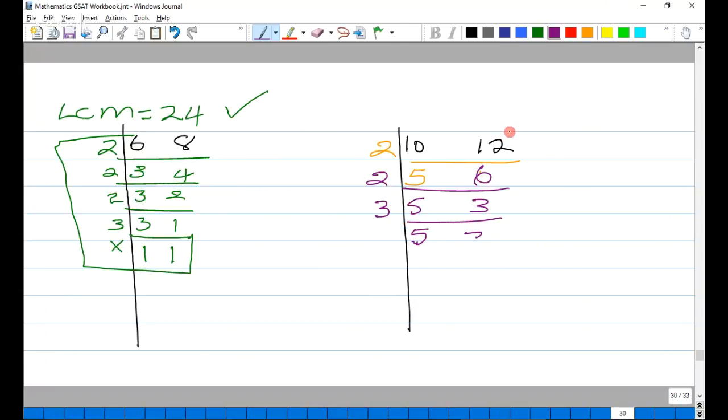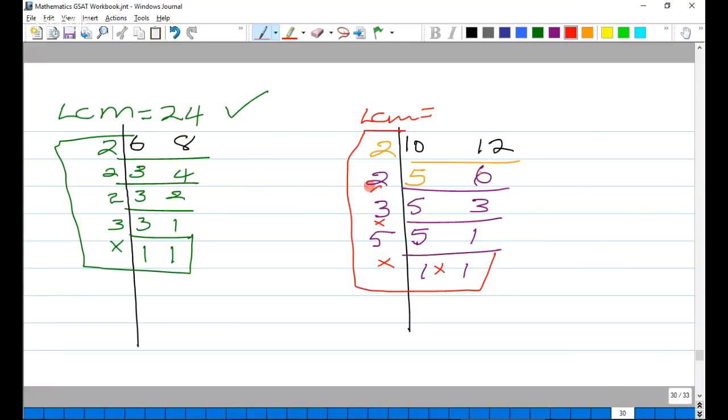So 3 into 3, that would give us what? 1. So 1. Move on. Now I'm going to draw my L. I'm going to write LCM. 1 times 1 is 1. 1 times 5, 5. 5 threes would be 15. 15 times 2 would be 30. And 30 times 2 would be what? 60. Okay.